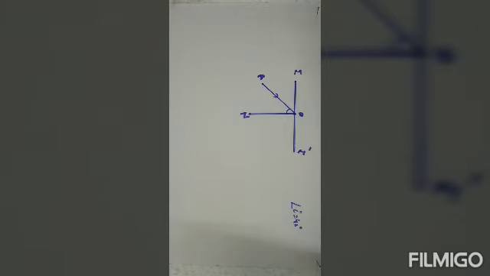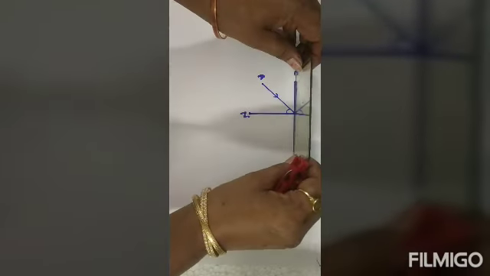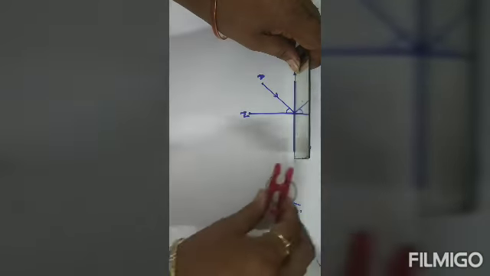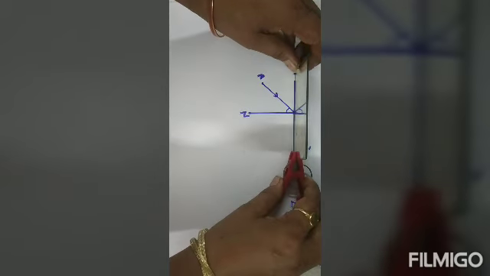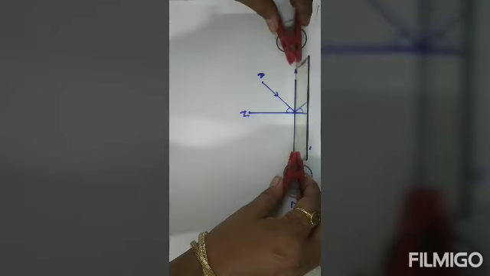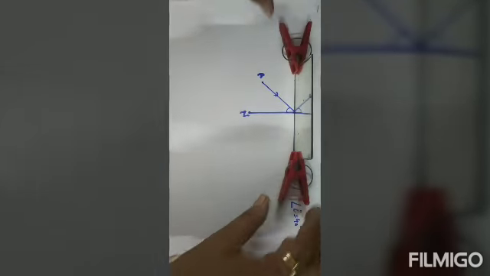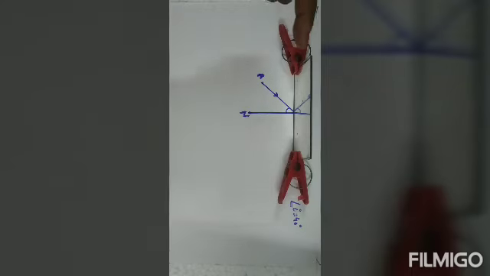Now place the plane mirror vertically on the sheet such that its reflecting surface is in line with MM dash. We have to place the mirror like this with the help of the clips, in such a way that this particular mirror is perpendicular to the sheet.